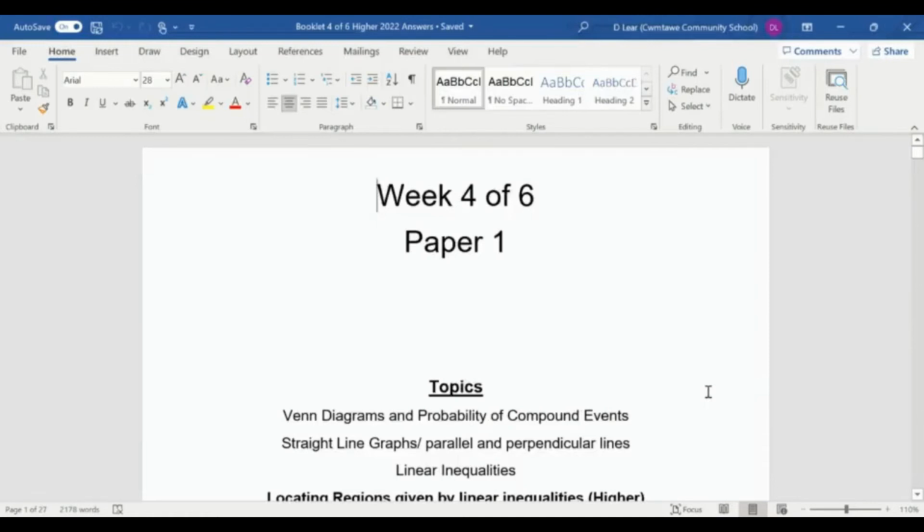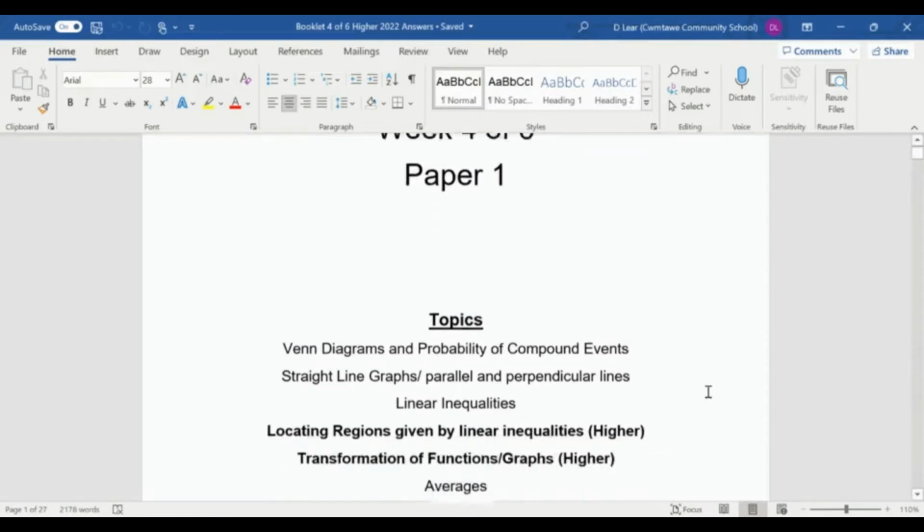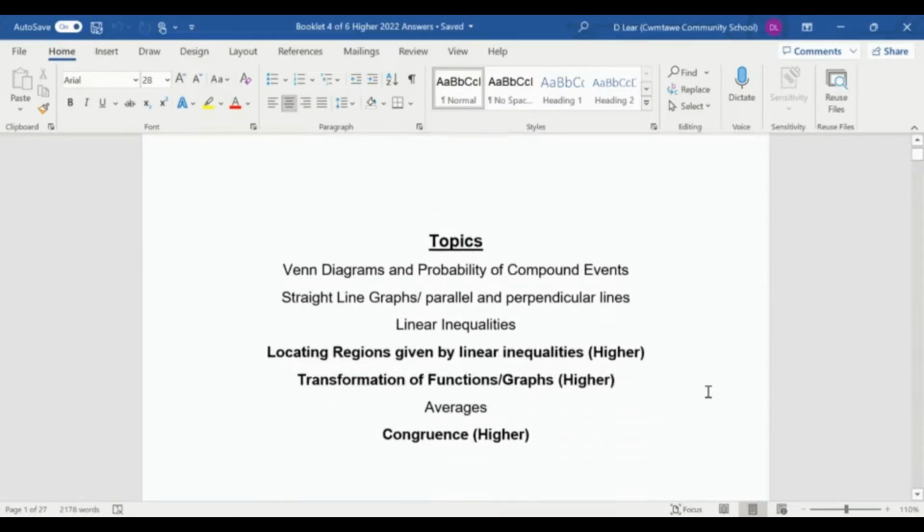Okay, welcome now to week 4 of 6. This is a paper 1 booklet, so a non-calculator booklet again. So don't use your calculators in anything here unless I tell you any different. The topics are there. I won't run through them.